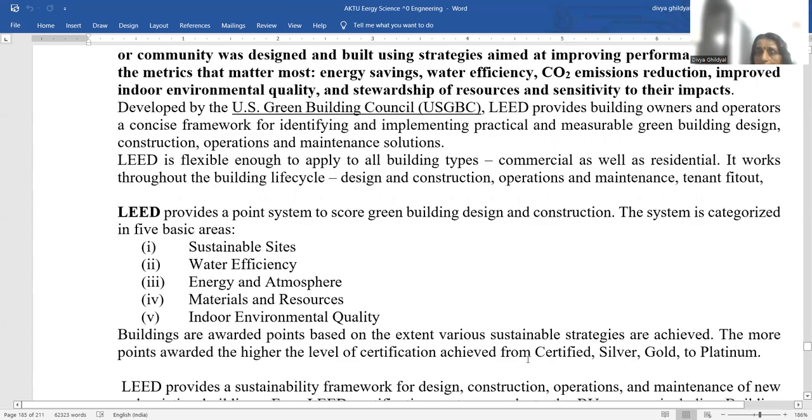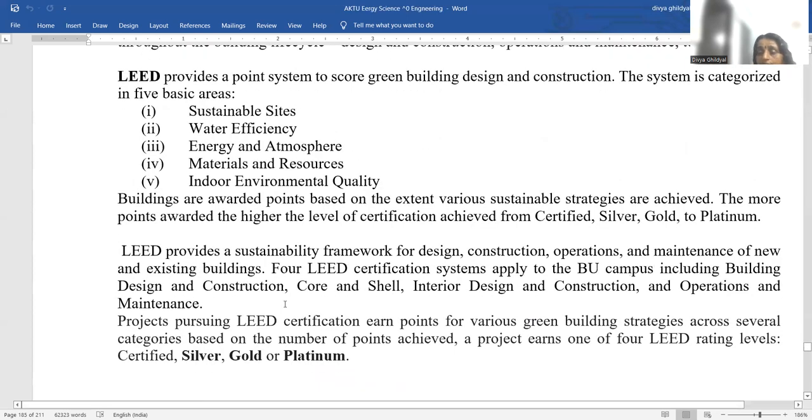LEED basically helps the world by providing a point system to score and check how much this building being designed by the engineer is following the LEED rating criteria. Like, is the site where this setup is being put sustainable? Is water efficiency being managed? Are energy and atmosphere considerations being taken into consideration? Material and resources, are they eco-friendly and environmental friendly or not? And has indoor environmental quality been maintained or not?